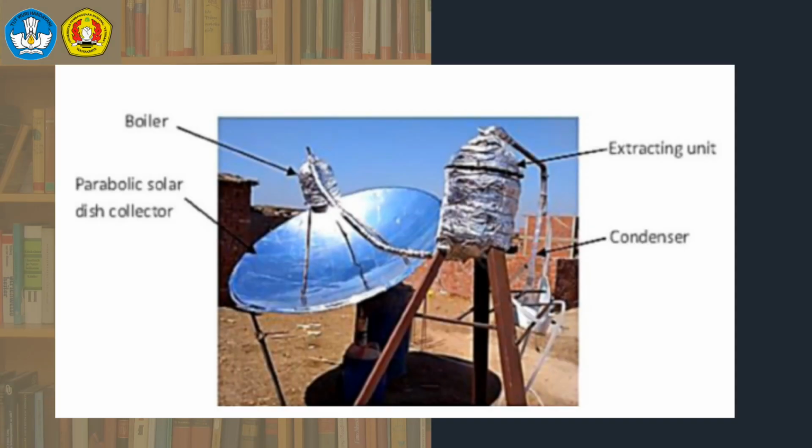Okay everyone, next picture. There is a solar distillation system. It can be noticed carefully. There is a boiler. There is a parabolic solar disc collector. There is an extracting unit, and the last, there is a condenser.